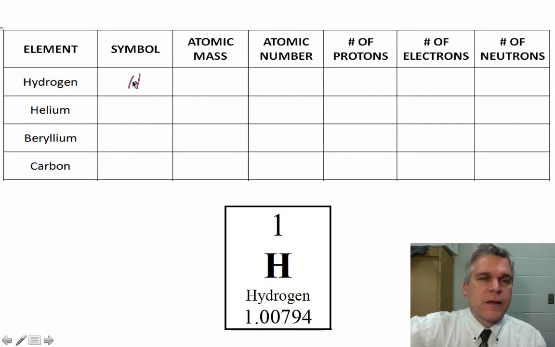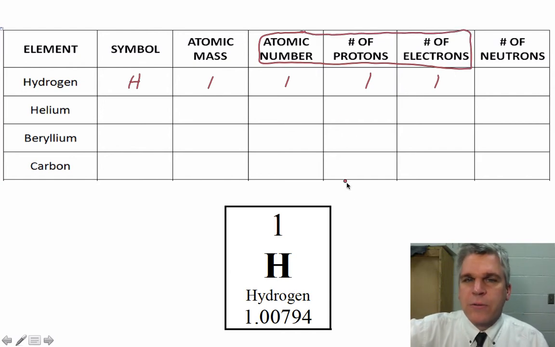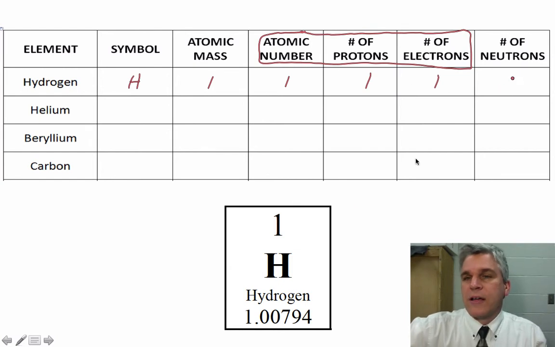That's a simple one. The element is H. The atomic mass, we're just going to round that, is 1. The atomic number is 1. So we know automatically that it has 1 proton and 1 electron. These numbers here will always be the same number. Right? Protons, electrons are always equal to the atomic number. Number of neutrons is where we have to do the math, and so we simply subtract the mass minus the number. 1 minus 1 is 0.